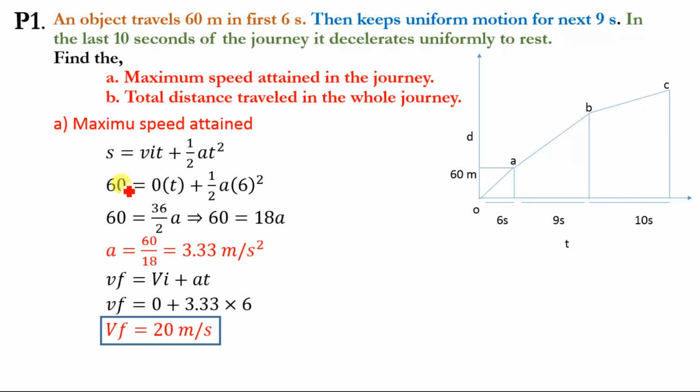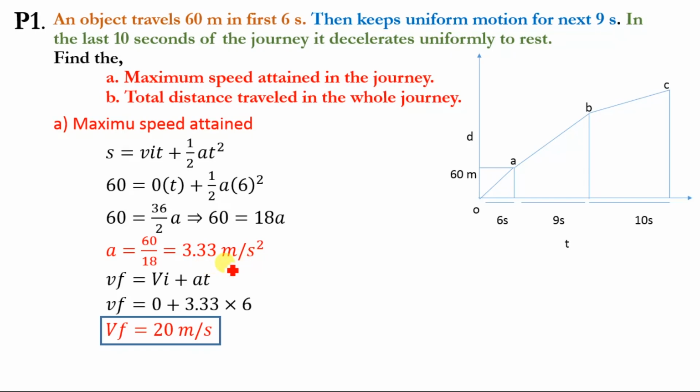The distance in the first 6 seconds journey is given as 60 meters. We put the value of distance s as 60. The object starts its journey from rest, which means the initial velocity of the object is 0, plus 1 over 2 at square. T is given as 6 seconds. We put the value of time t here and determine the acceleration a. 60 is equal to 36 divided by 2 times a, which gives 60 is equal to 18a, and a is equal to 60 divided by 18, which in turn results in 3.33 meter per second square.